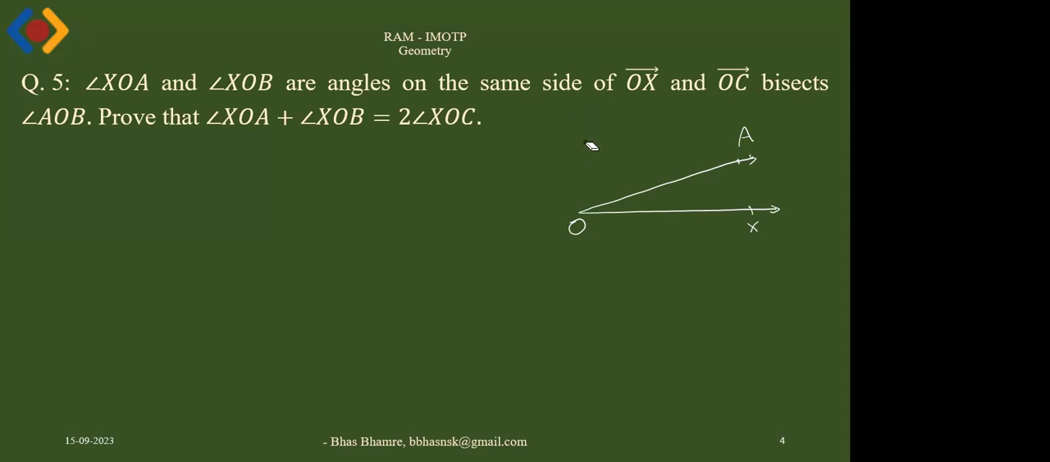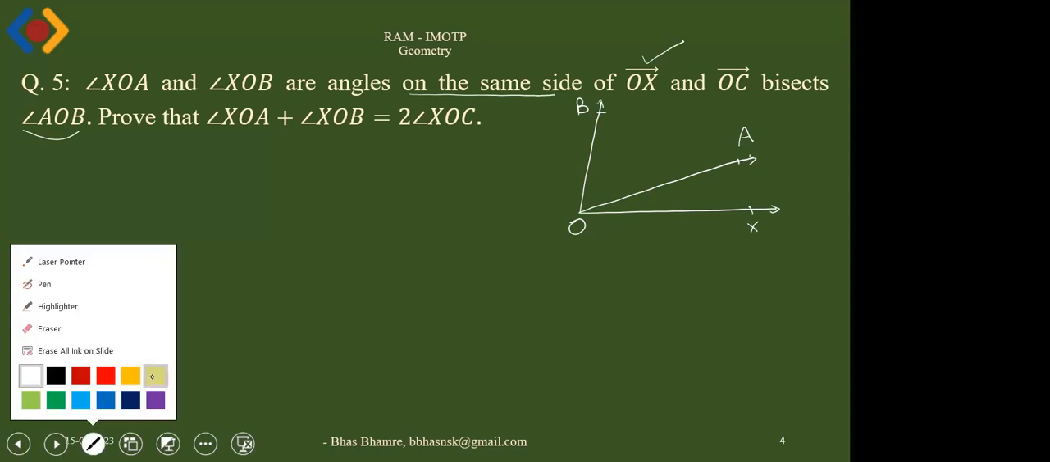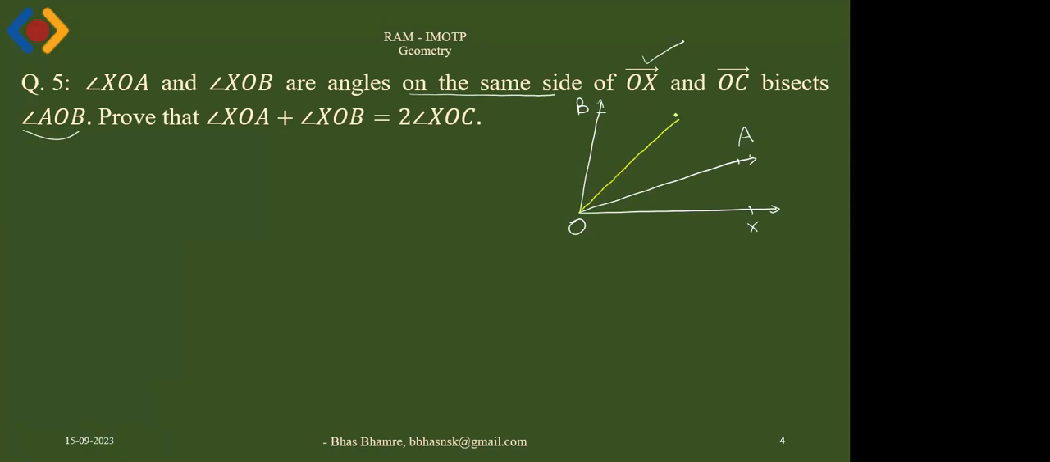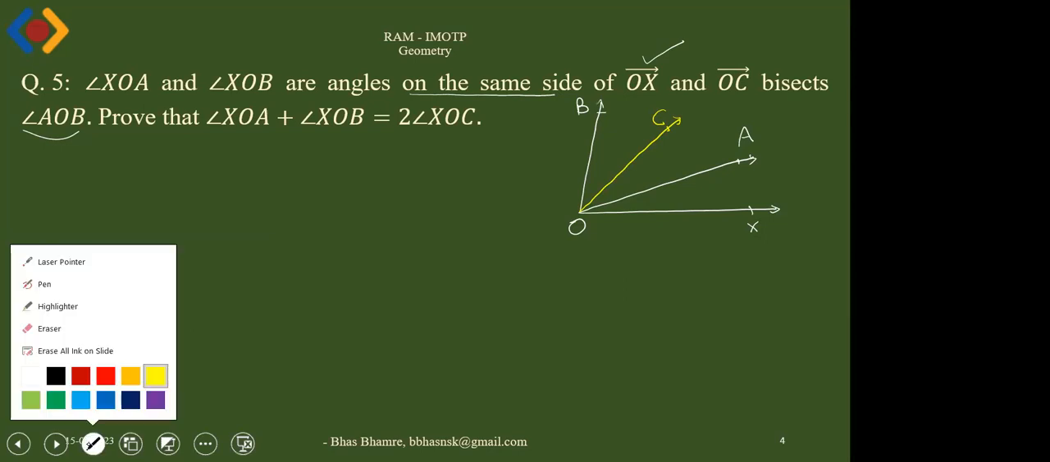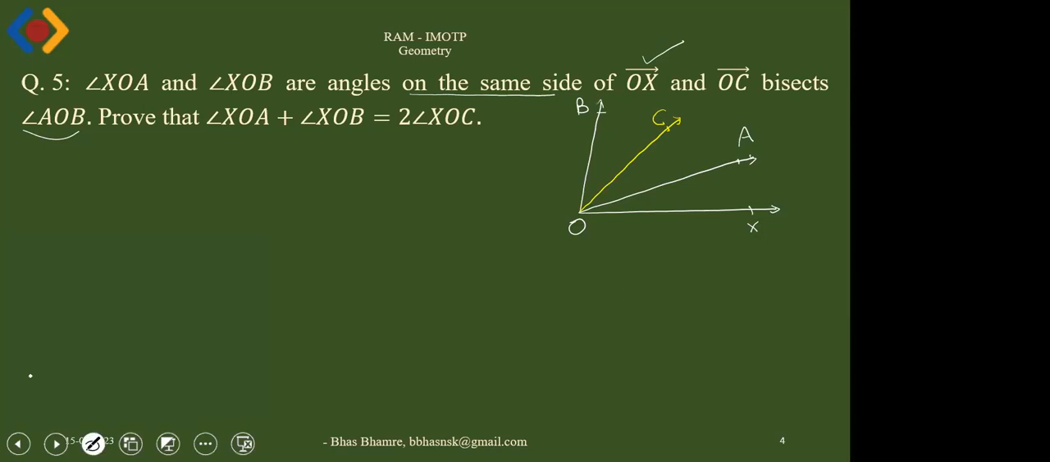Not exactly 90 degrees, just a minute. Because it is said that these are the angles on the same side of ray OX. Now it is said that ray OC bisects angle AOB. AOB is bisected by ray OC. So I will draw it here. And now we need to prove the desired result: angle XOA plus angle XOB is twice of angle XOC.